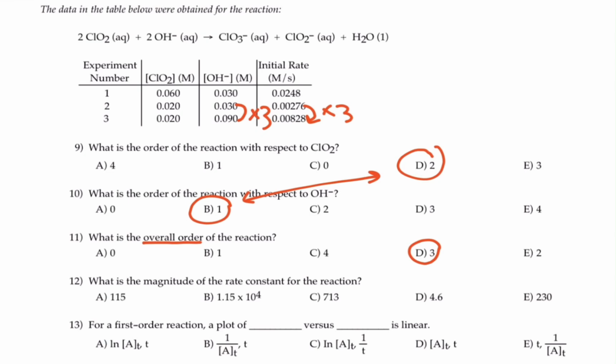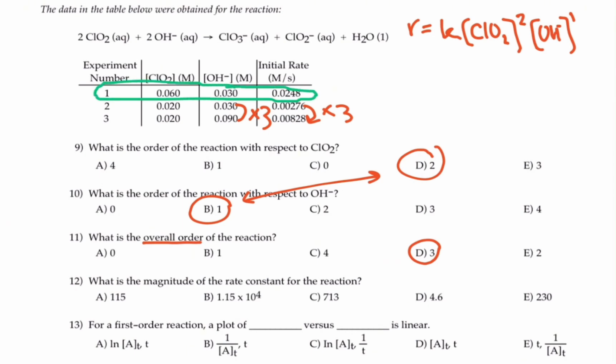In order to find the magnitude of the rate constant, you use our original equation, R equals K, and this time we know it's K[ClO2] to the second power, since it's second order, and then times the concentration of OH minus to the first power because it's first order. To find the numerical value of K, you want to plug all the information in for one specific experiment number, so keep it constant. In my case, I will just use the first experiment.